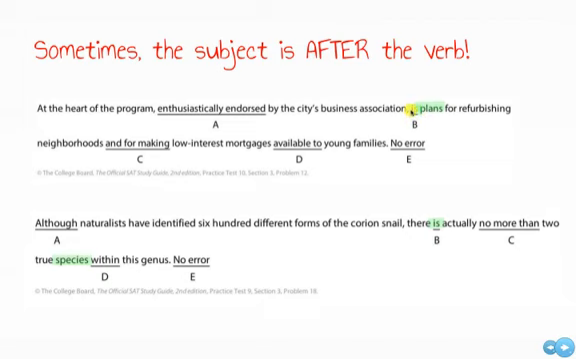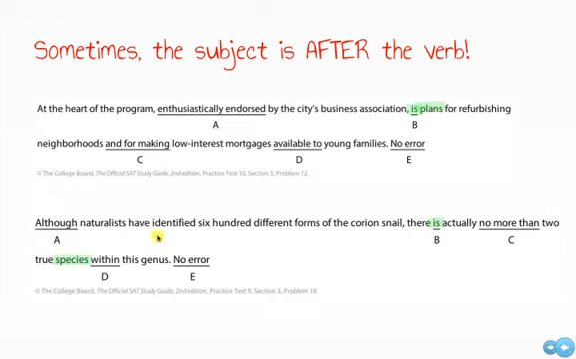Now, normally, when you see this underlined verb "is," you'd be like, okay, well, what's it referring to? You look beforehand, but note that it's actually "plans" that is being. So this is singular, this is plural, that's wrong.